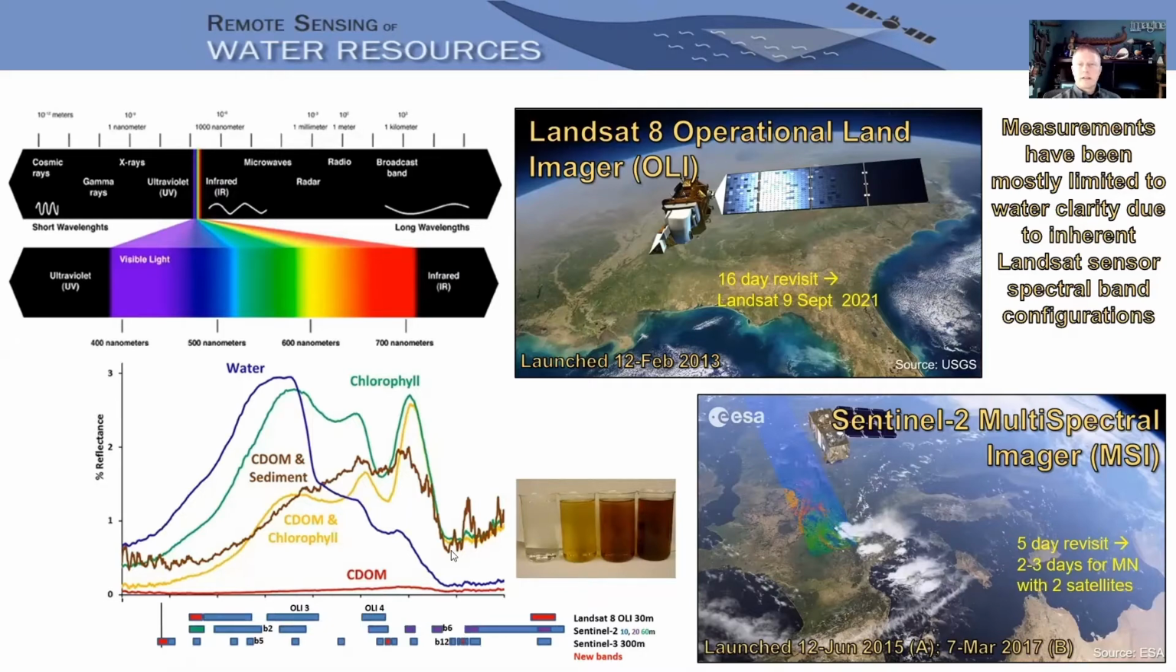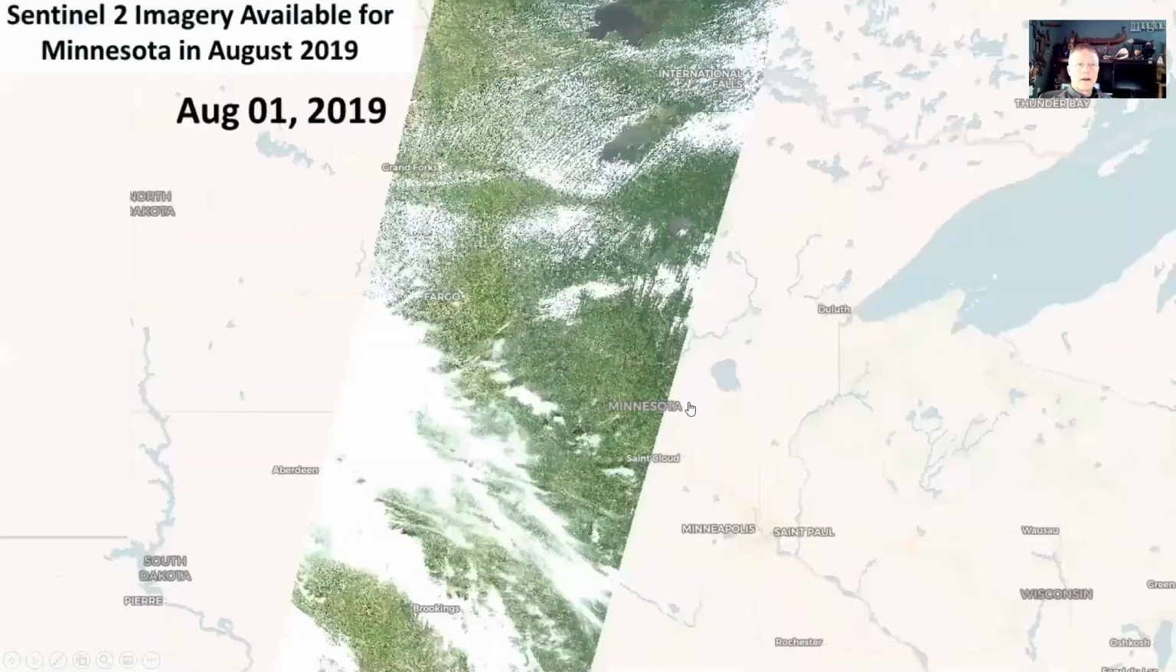The spectral characteristics of the sensor determine how well it can measure different water quality variables. For these 2 satellites, Landsat 8 and Sentinel-2, Sentinel has additional red edge bands that are very useful for chlorophyll measurements, picking up this peak here. And so Landsat works really well for water clarity and for CDOM, and Sentinel is a little bit better for the chlorophyll. Another big advantage of the Sentinel-2 satellite is the high temporal coverage, which I'll demonstrate here with some imagery from August of 2019.